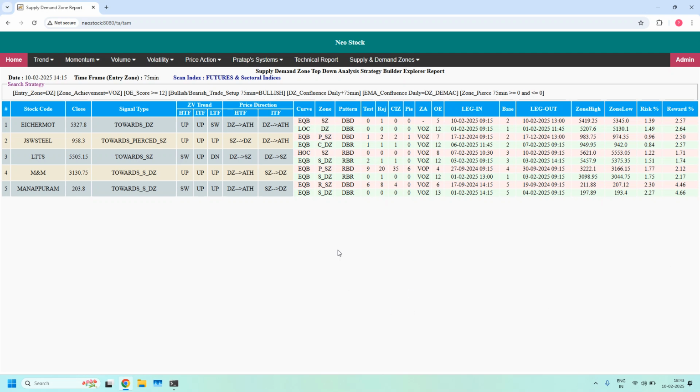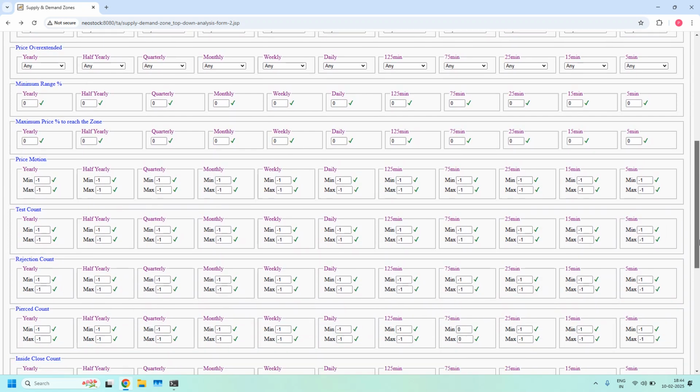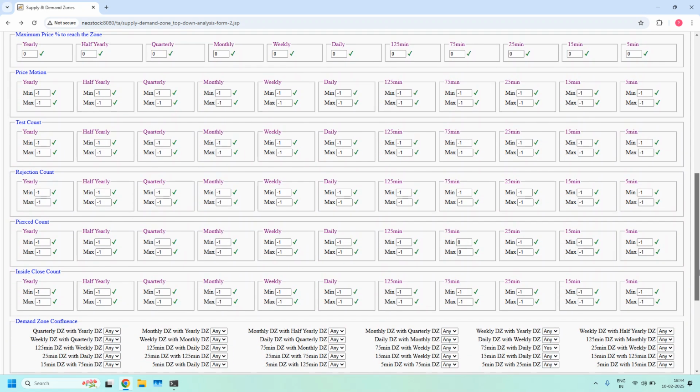Okay, next let us look for LTF, ITF and HTF demand zone confluence. I am removing the EMA filter because it is ITF specific. Now we should focus on HTF specific. So in the demand zone confluence, 3 filters we have to set. First filter is already enabled, 75 with daily. Second filter, 75 demand zone with weekly demand zone confluence. Third filter, daily demand zone with weekly demand zone confluence.